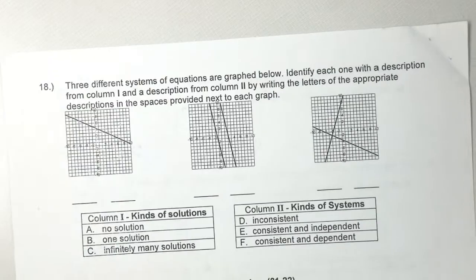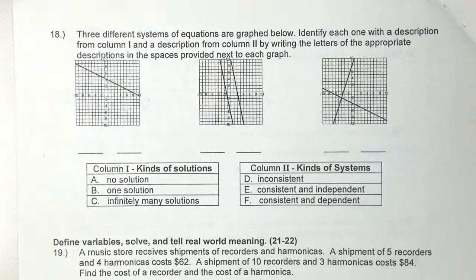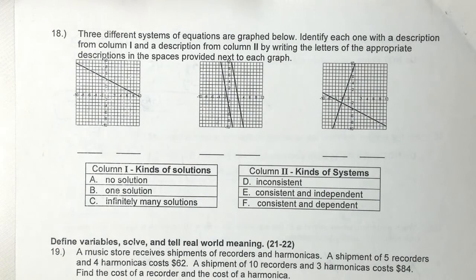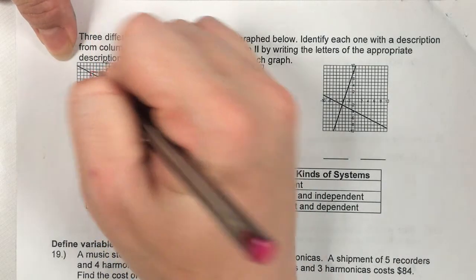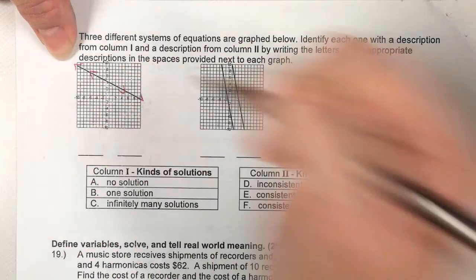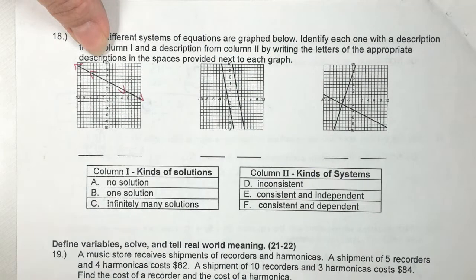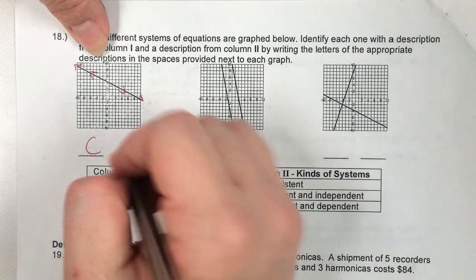Almost done. Okay, this one says 3 different systems. Graphs are graphed below. Identify which one to describe. Okay, so this one is just one line, meaning we probably have 2 lines on top of each other if we're talking about a system. So that would be infinitely many solutions, which is dependent and consistent, so F.